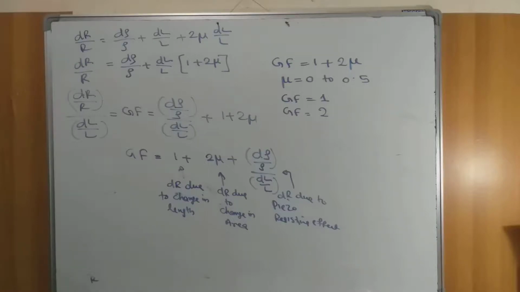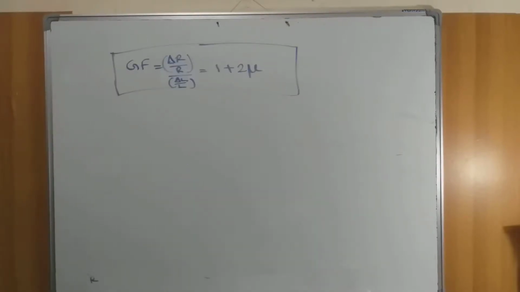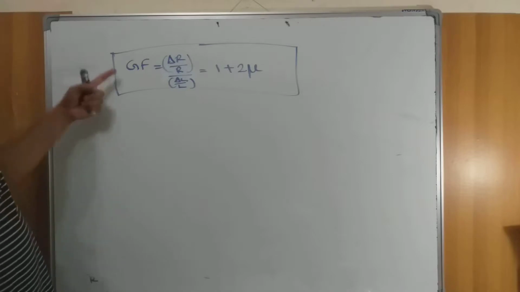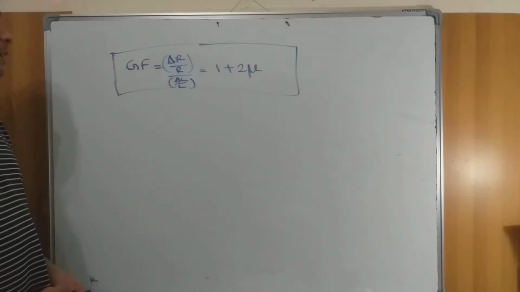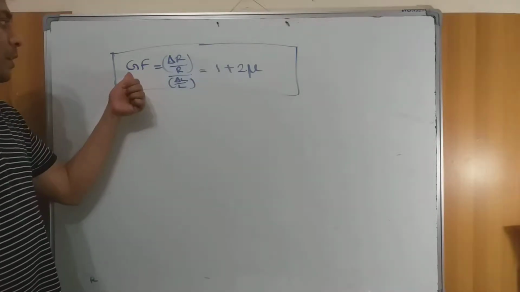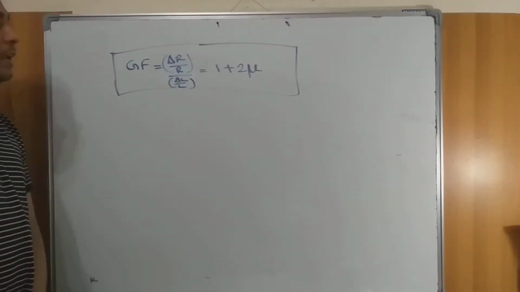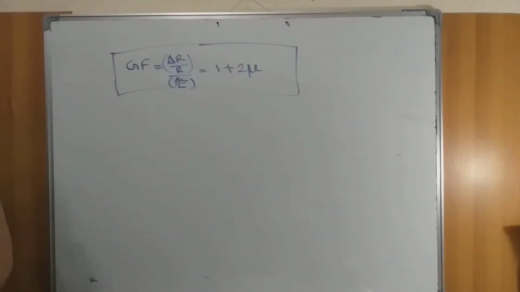Gauge factor is considered one of the important specifications of the strain gauge. In short, the final form is the gauge factor, which is defined by del R by R divided by del L by L, which is equal to 1 plus 2 mu, where mu is the Poisson's ratio.